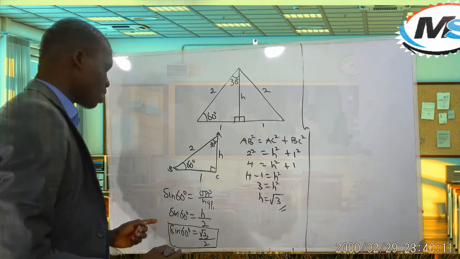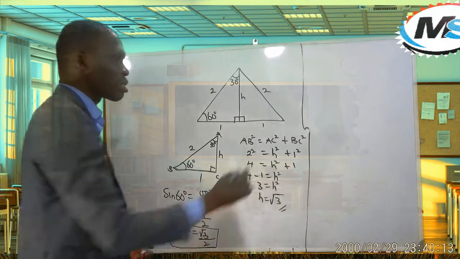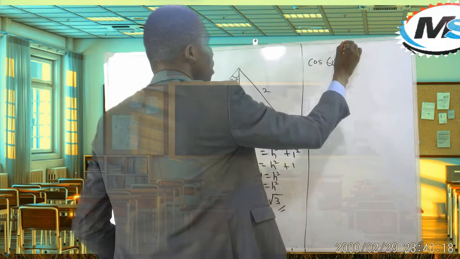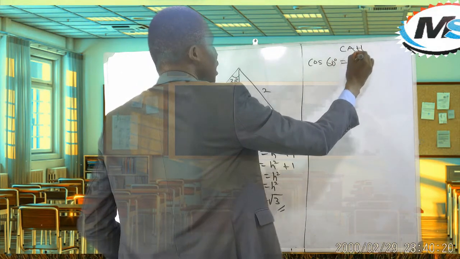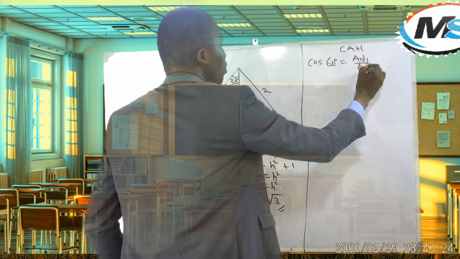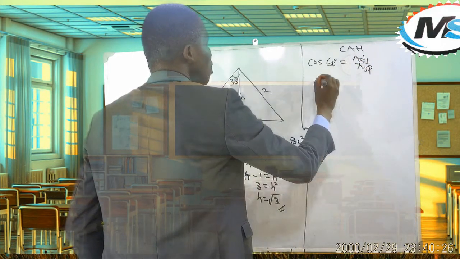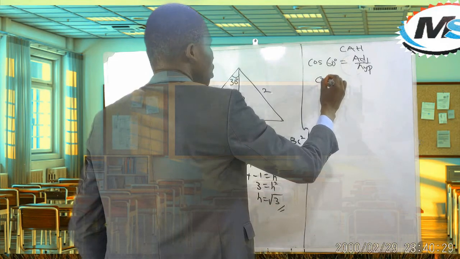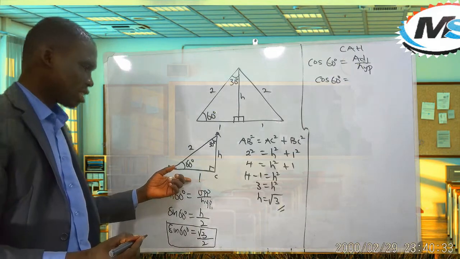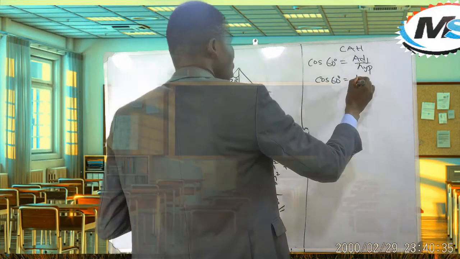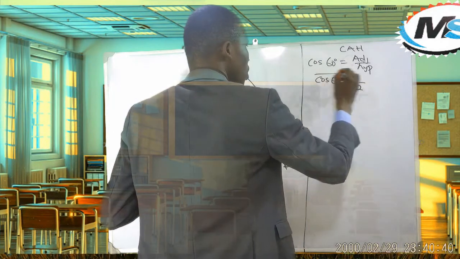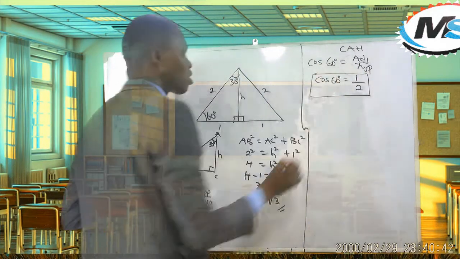Now the next thing is we want to find cos 60 degree. Remember CAH, that is adjacent over hypotenuse. So cos 60 degree will give us, this is our adjacent, 1, divided by 2. So this will give us cos 60 degree.